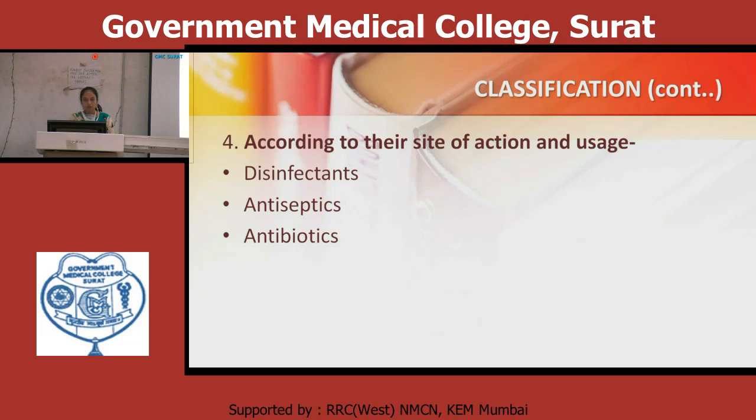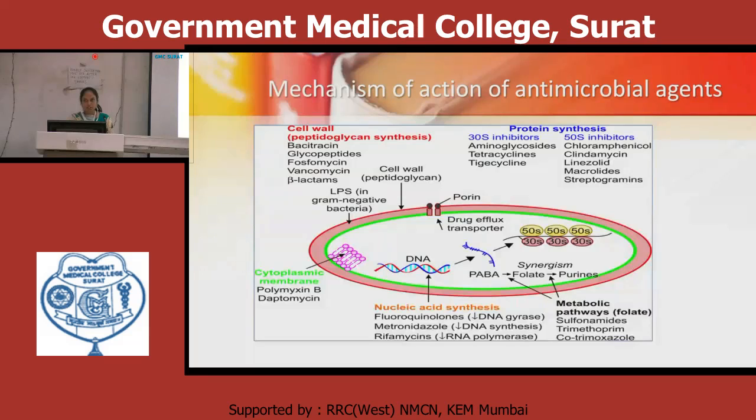Now, mechanism of actions of antimicrobial agents. They act on cell wall or peptidoglycan synthesis. They are the bacitracin, glycopeptides, phosphomycins, vancomycin and beta-lactams. They act on the cell wall or cell wall peptidoglycans.